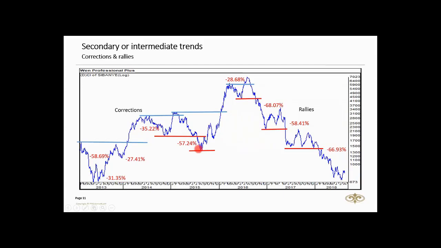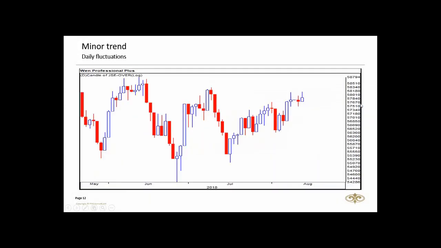Okay, and then obviously we go to our shorter-term trend. And we're looking at what we call the minor trend. In this example, I'm using candlesticks, and a minor trend is defined as a market movement lasting less than 3 weeks. So I call it the minor trend, or you can also look at it as the daily fluctuations. These are corrective moves within a secondary move, so within a rally or a correction, that go against the secondary trend.